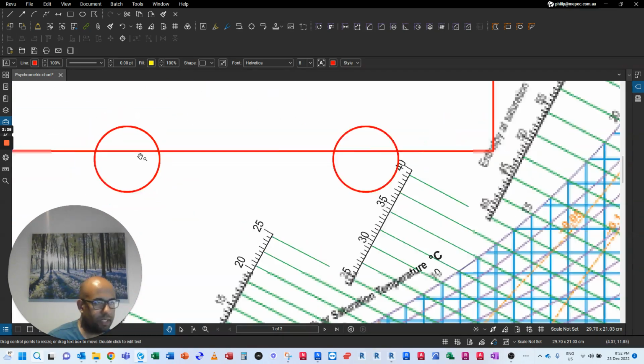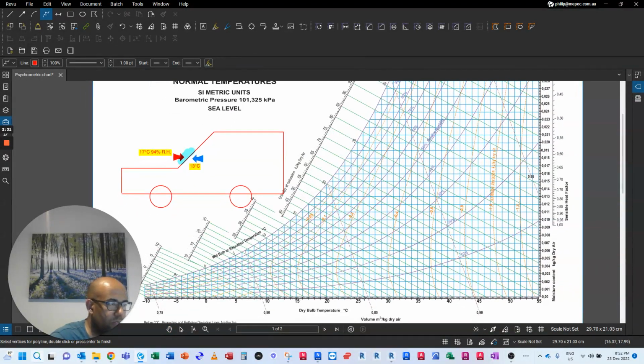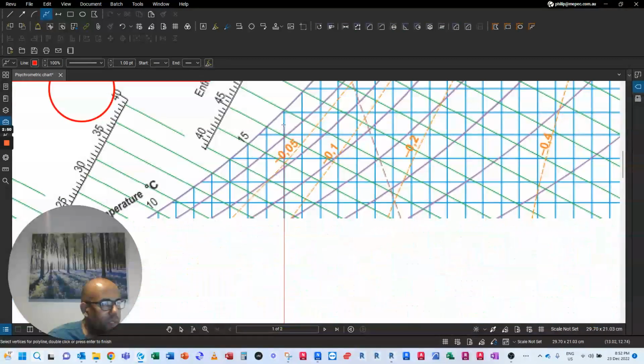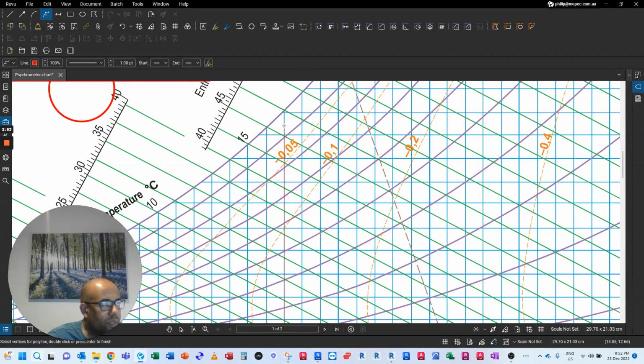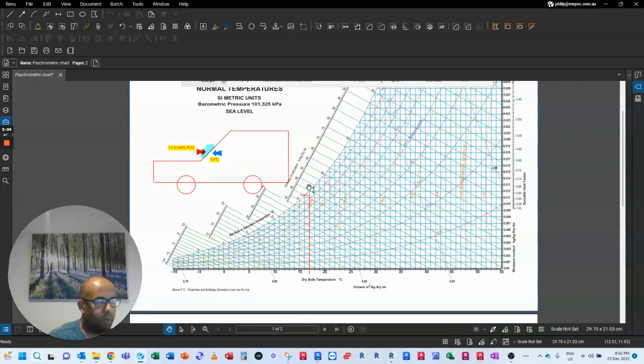So if we map this on the Psych chart, I'm assuming people interested in this have some vague understanding of how to read a Psych chart, so I won't get into details. We're trying to map out 17 degrees and 94%, so that is 17 degrees dry bulb, and 94% is, this is 60, 70, 80, 90, this one, and then 94 is probably, so that's 90, 95 is there, so we'll drop it down a smidge, and then we'll go across. So that's the saturation point where the moisture will start to come out of the air because the air can't hold any more moisture.